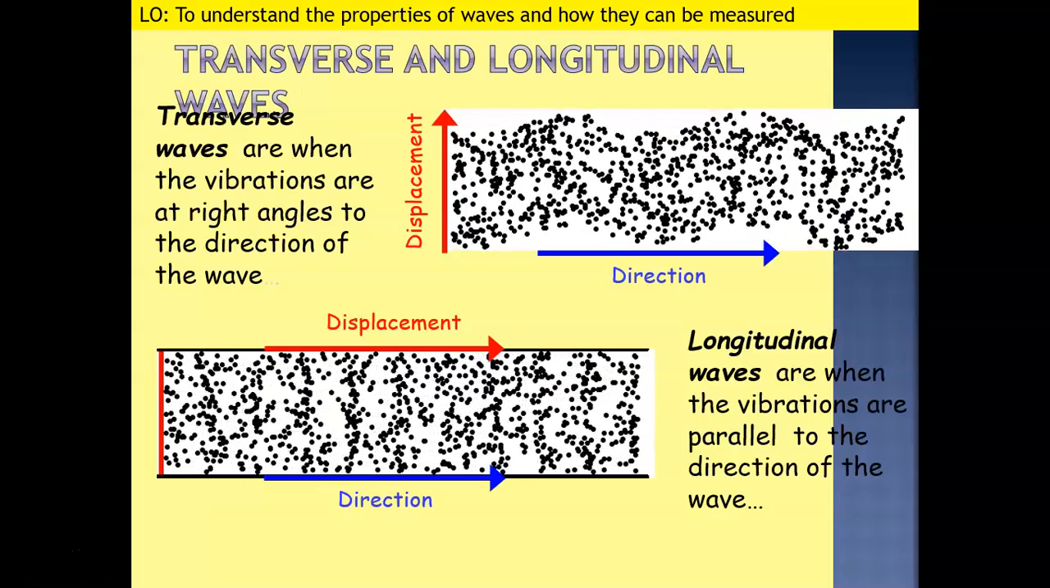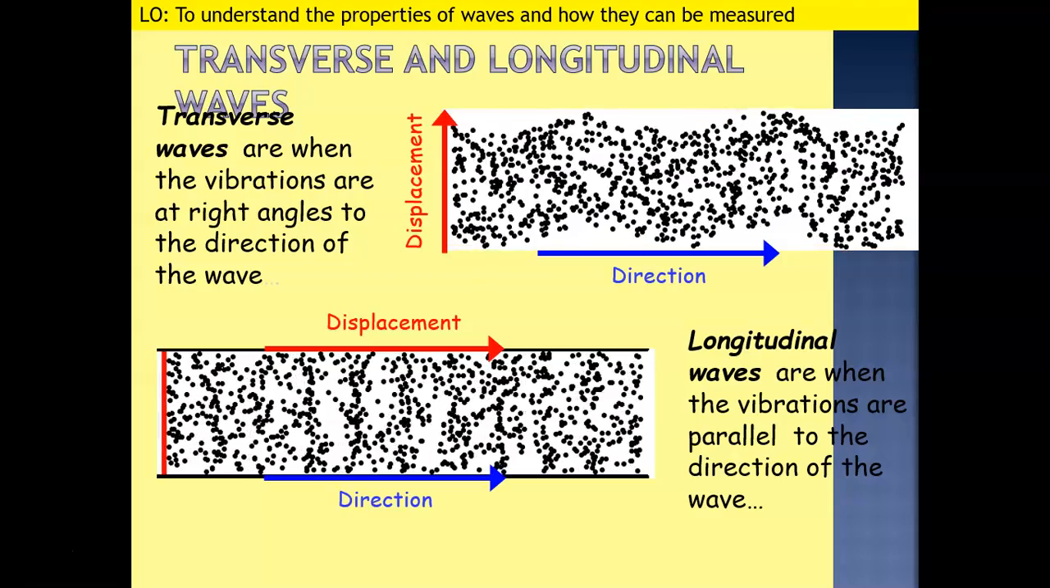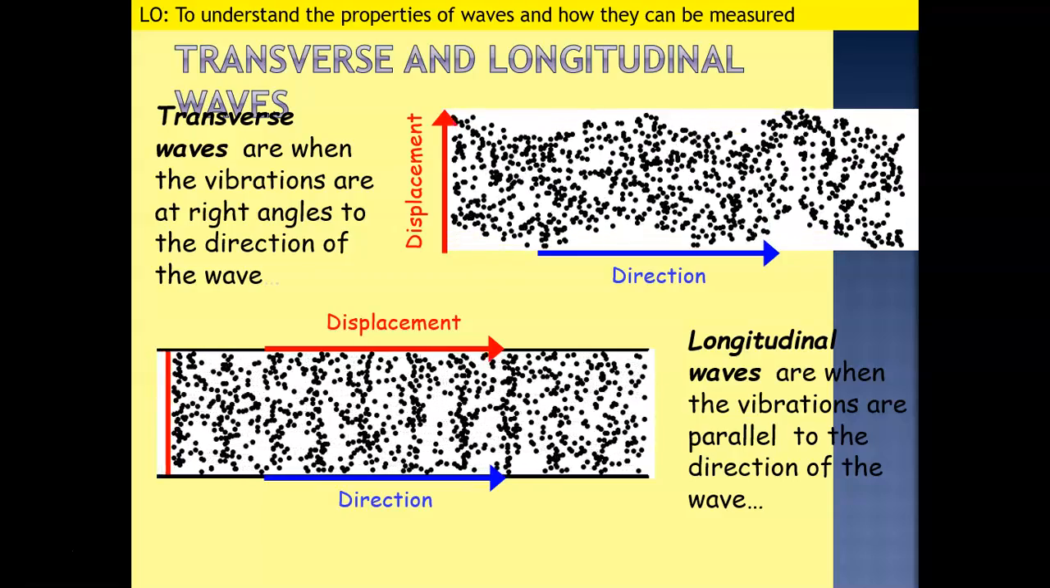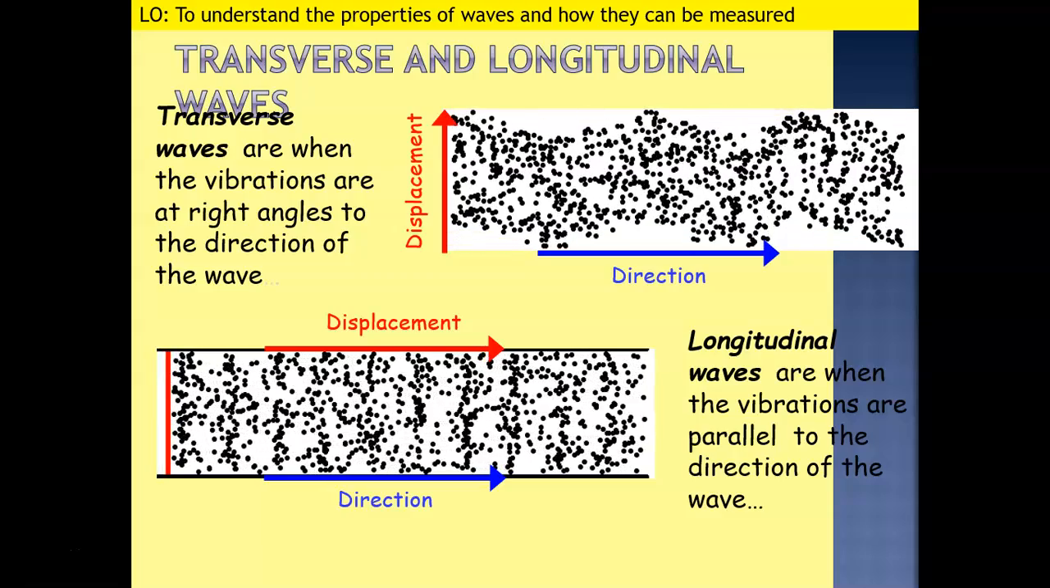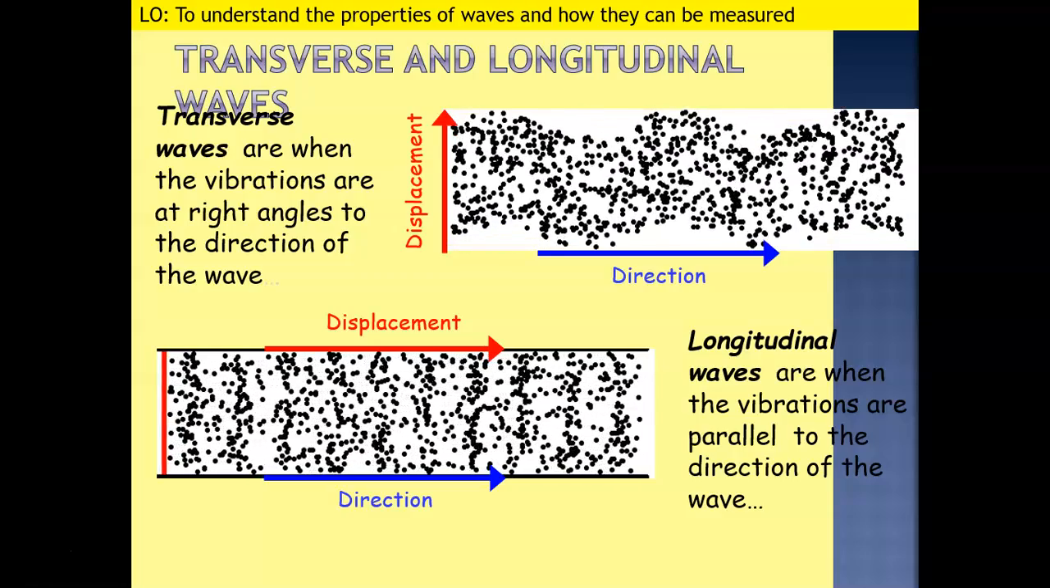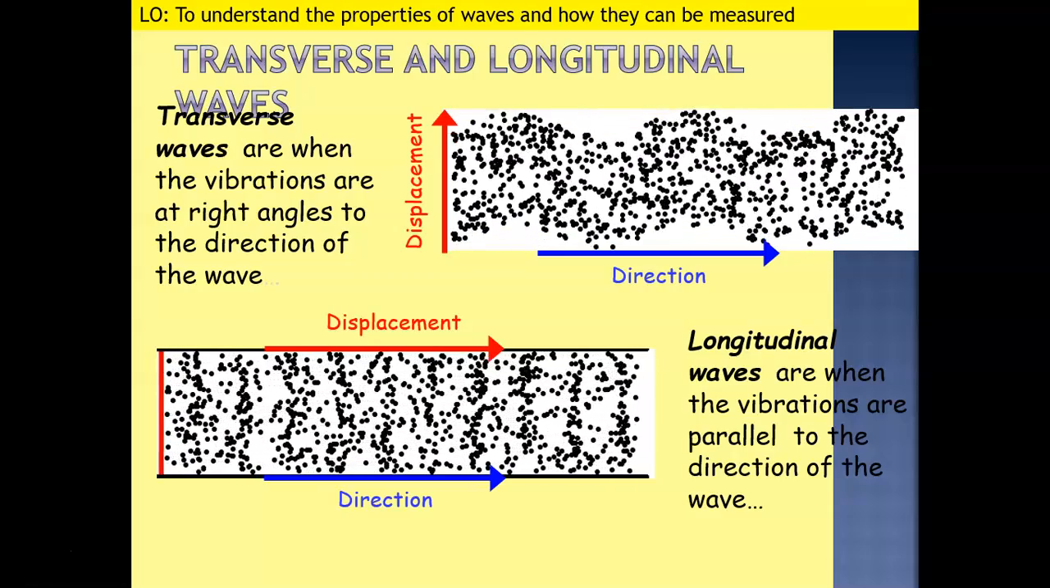So ensure you've got these down, the displacement and the direction of the wave. That's how we define transverse and longitudinal. Transverse waves are where the vibrations are at right angles. Longitudinal are where the vibrations are parallel to the direction of the wave. If you haven't got those down yet, pause the video and make sure you have them.